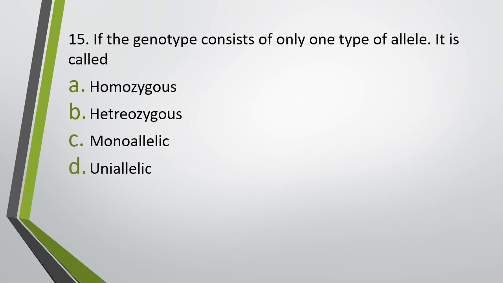Question number 15. If the genotype consists of only one type of allele, it is called as homozygous, heterozygous, monoallelic, uniallelic. Only one type of allele is present in the genotype. Correct answer is option A, homozygous.